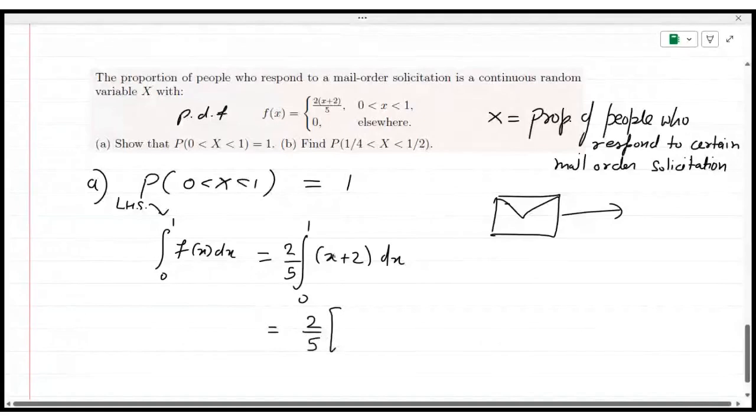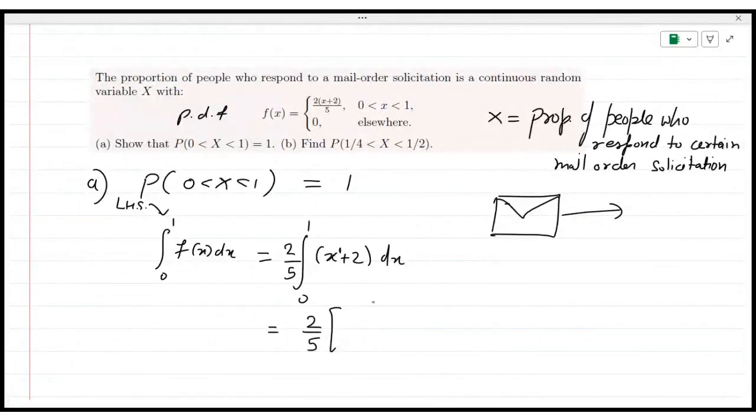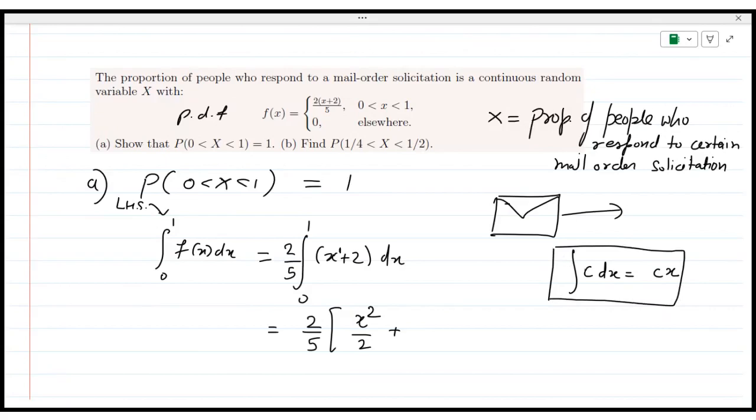Now 2 upon 5 as it is. Now what is the integral of x? This is x power 1, you can say, right? What is the integral of x power 1? Increase the power, means make the power 2, divided by this new power 2. Plus, what is the integral of a constant? I have not told you this formula. If you have any constant and you want to do its integral with respect to x, the entire answer will be constant into x. So this is the formula for integration of a constant. We have constant 2 here, so the integral of a constant is constant into x.